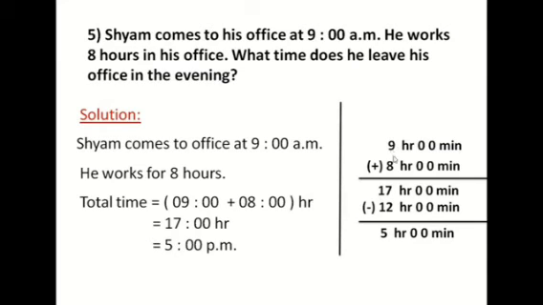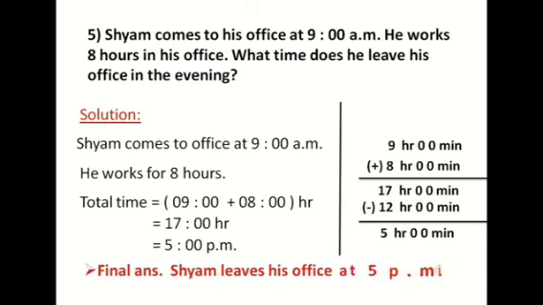Here, if you add 9 and 8 hours, you will get 17 hours. Means after midday 17 hours. So when we are converting into 12-hour clock, we have to subtract 12. So we are getting 5 hours 00 minute. But we have to insert AM or PM as it is after midday. So we will say that evening 5 PM. Yes. So please write down the answer. Sham leaves his office at 5 PM in the evening.